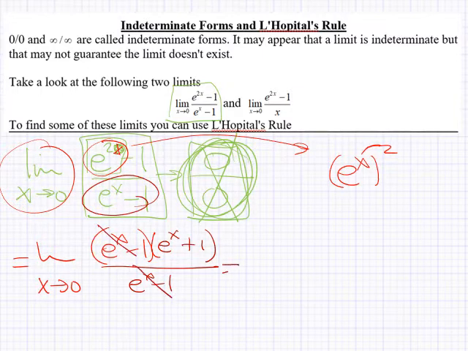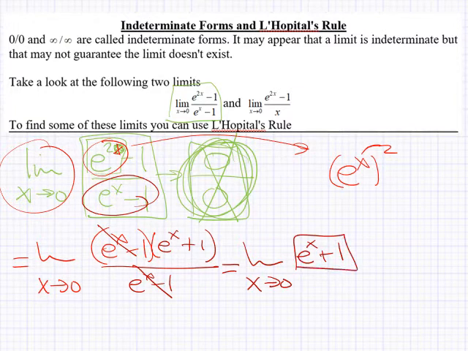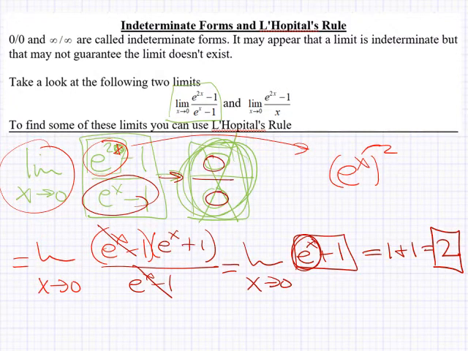Cancel. So now you have the limit as x approaches 0 of e to the x plus 1. Now as x approaches 0, this is going to get closer and closer and closer to 1, and therefore I'm going to have 1 plus 1, so 2. So in this case, something that was getting closer to 0 over 0, in actuality, ends up giving me 2.